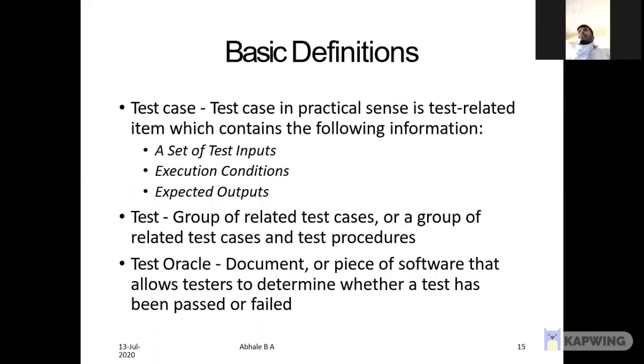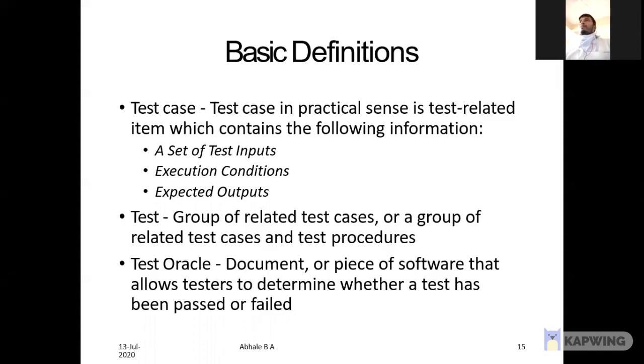Then test case. A test case is a practical sense in test related items which contains the following information. Actually it is a document you are creating for any test module. It will consist of the set of test inputs, meaning what you want to test. Suppose the example is a login form. So in the login form, what is the set of test input? Username and password. Then execution condition. Execution condition means: username is incorrect and password is correct, or username is correct and password is incorrect, or both username and password are correct, or both are incorrect. So these are the execution conditions for this login form.